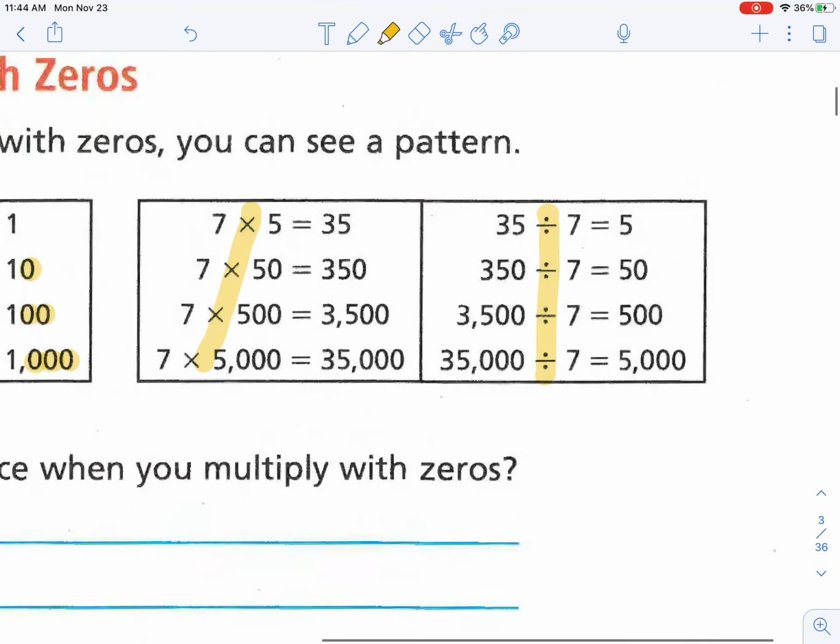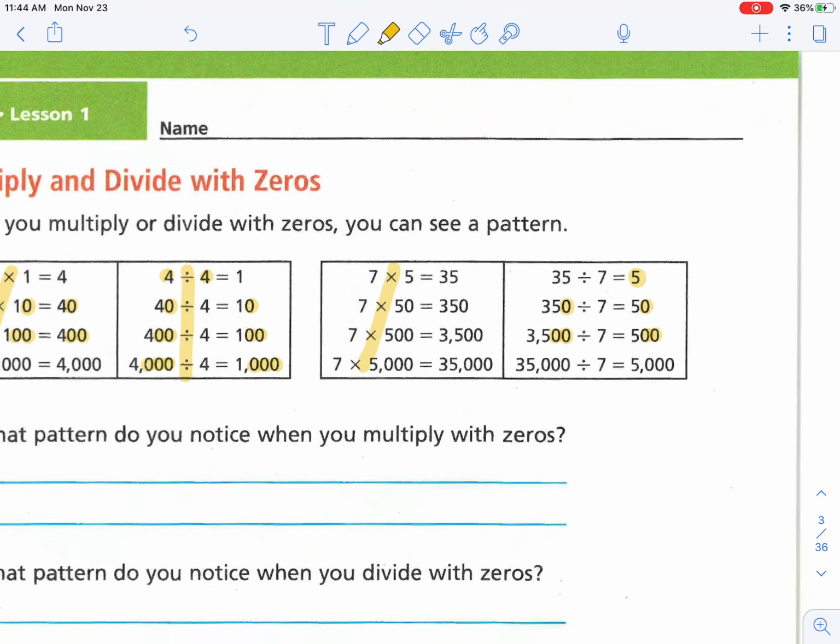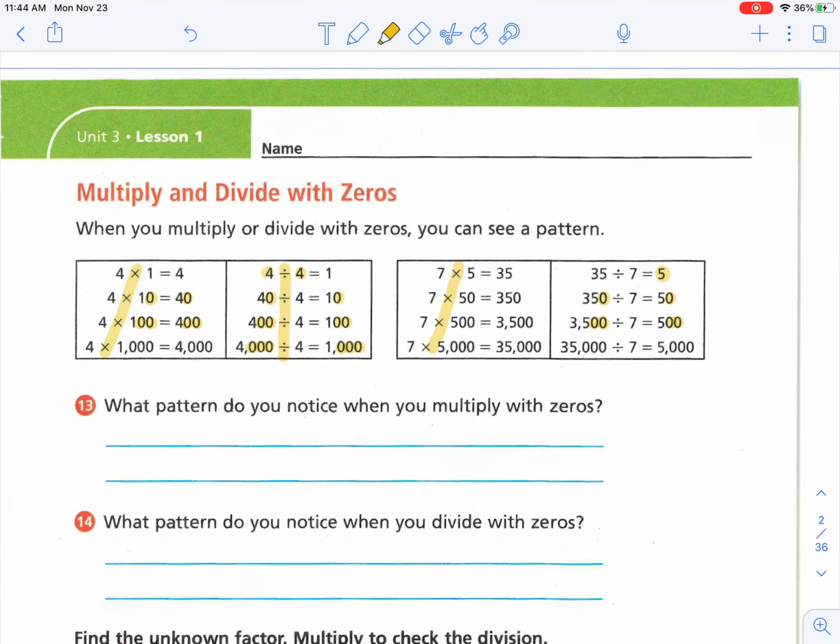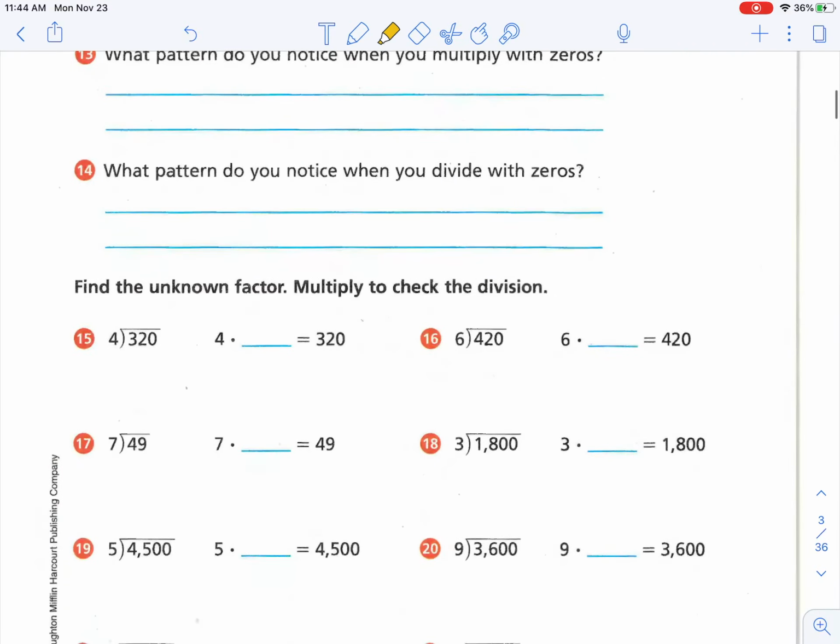Let's look at the example 7 times 5 and 35 divided by 7. 35 divided by 7 is 5. As I add zeros to my division side, I'm also adding zeros to my equals side. 350 divided by 7 is 50. 3,500 divided by 7 is 500. Do you see the pattern there? Today, we are going to use this pattern to help us solve some division problems.